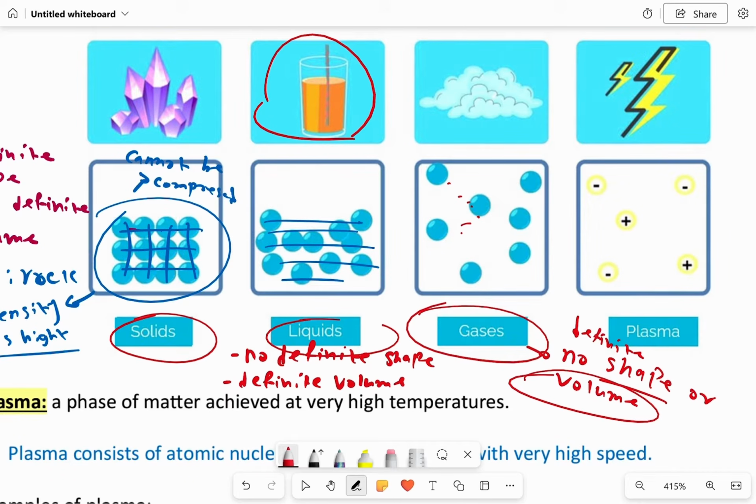You have a ball, okay? Inside a ball there is what? There is a gas, okay? You can compress the ball very easily. A tennis ball or any other ball.